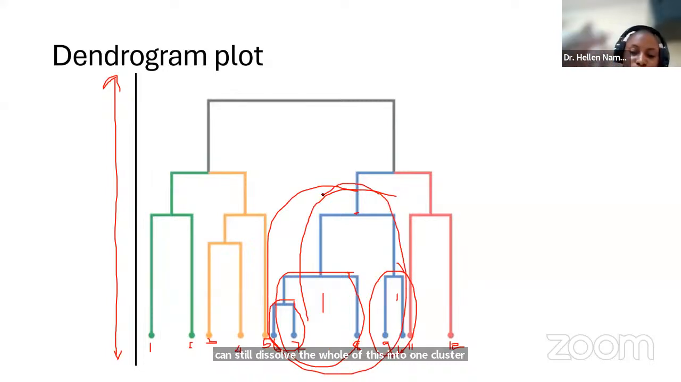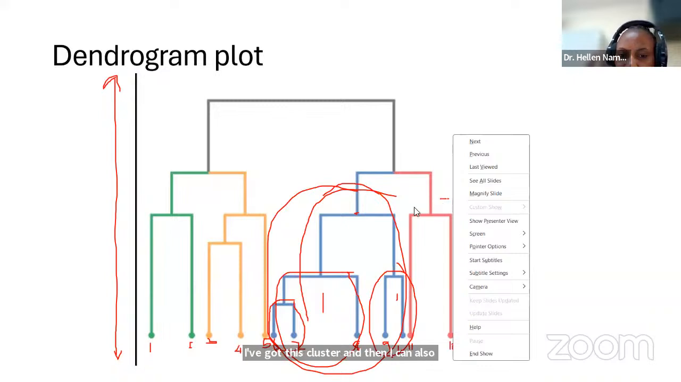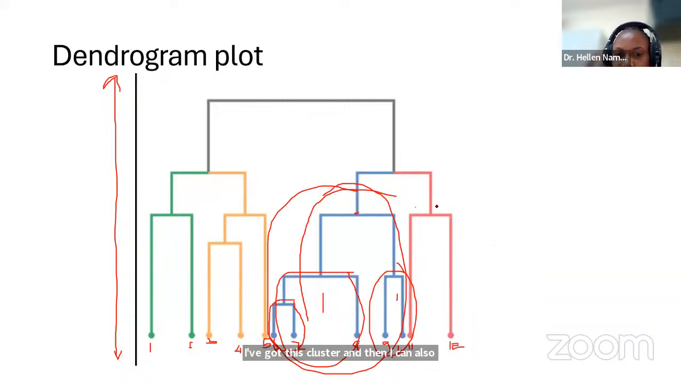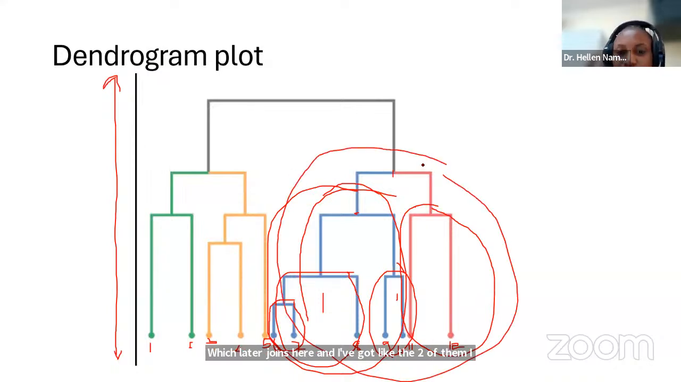You find that as we build upwards, and then as I continue, I see that at this particular point, I've got this cluster, and then I can also have the red into one cluster, which later joins here, and I've got the two of them, I can have them into, again, one cluster. So at the end of the day, what that implies is that these clusters are nested in the other.